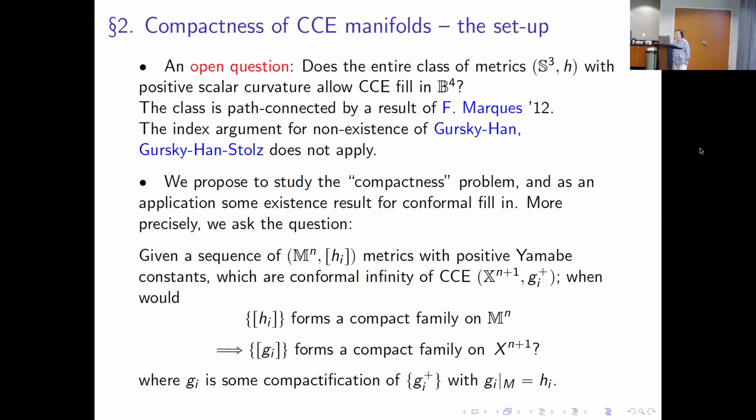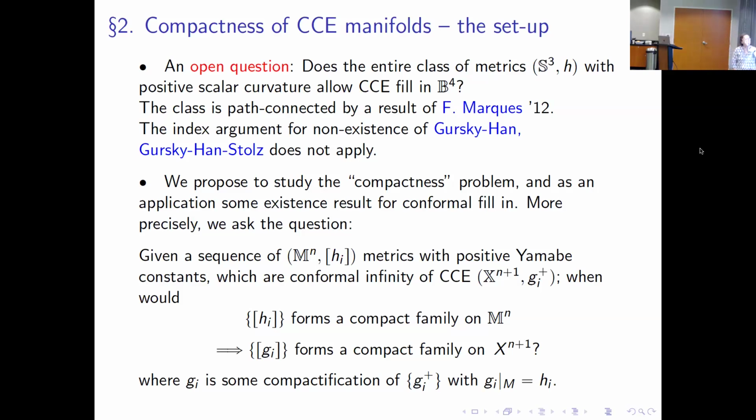So I probably will skip this page. Now, given this example and counterexample, an open question, still open, is this: because the example of Gursky and Han is for dimension 4k, k must be greater than 2. So on B^4, we ask what happens if we have on the 3-sphere a positive scalar curvature. In that case, one knows that the class of path-connected metrics on S^3 is one component, and on S^7 there are multiple components. So the example argument of Gursky and so on does not work. So it's still an open question. Does the entire class of positive scalar curvature metrics on the 3-sphere allow a conformal filling in?